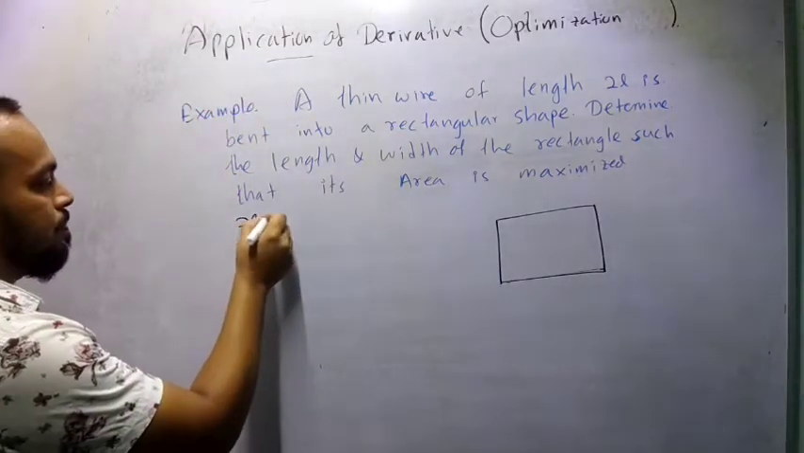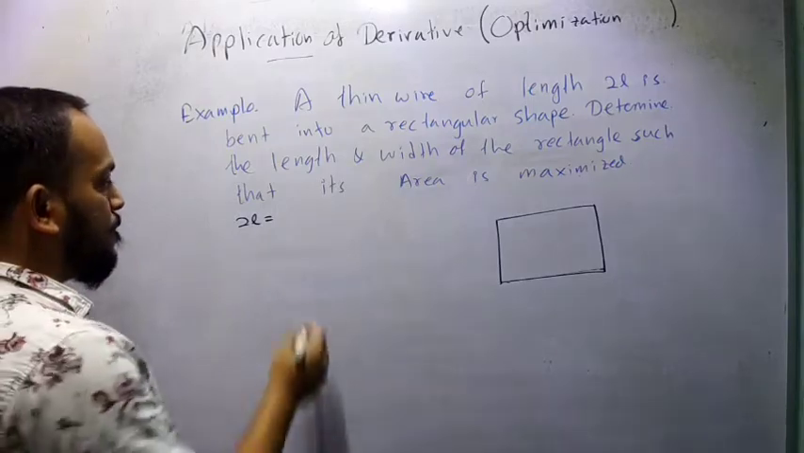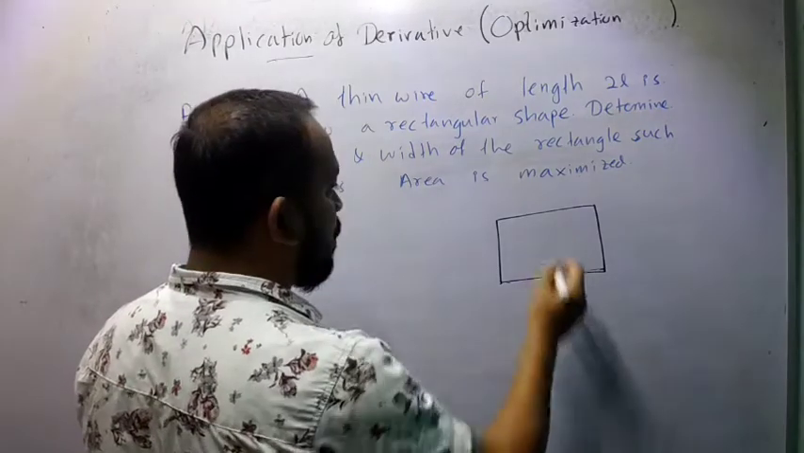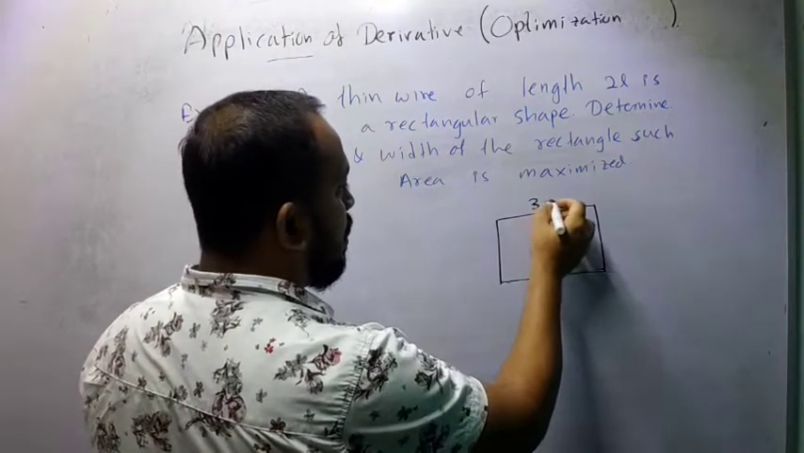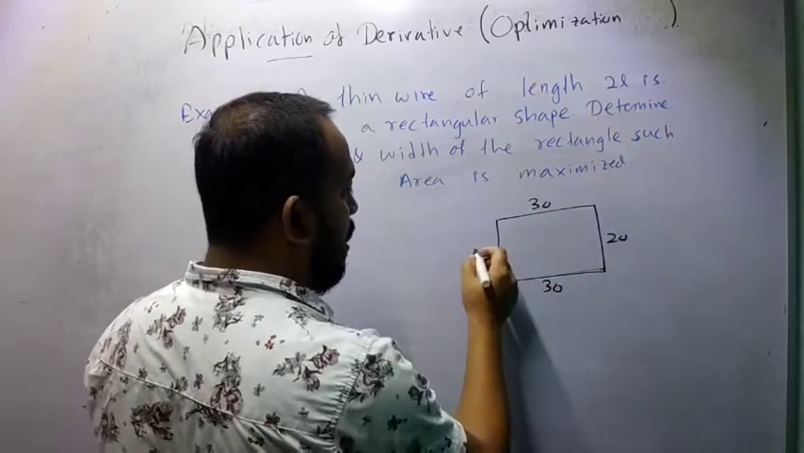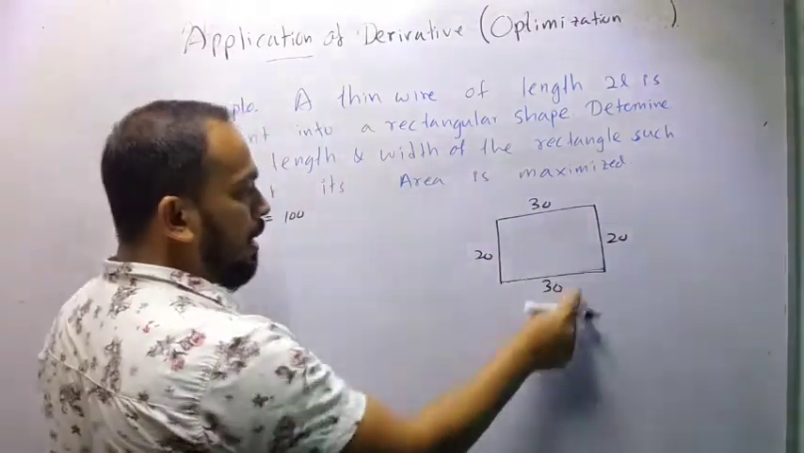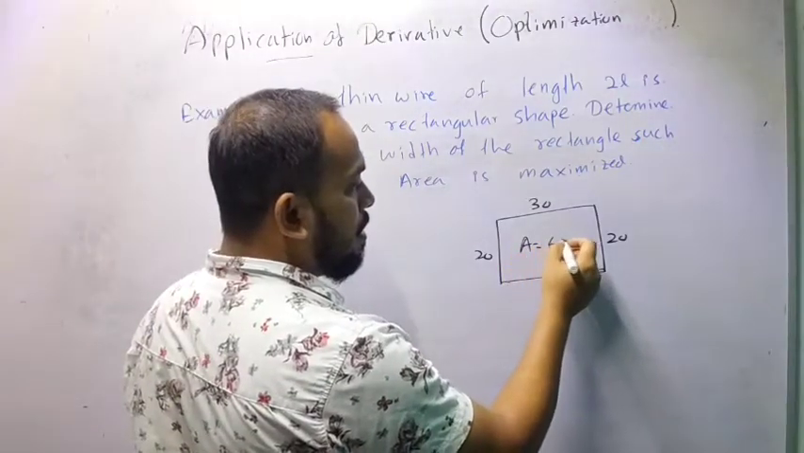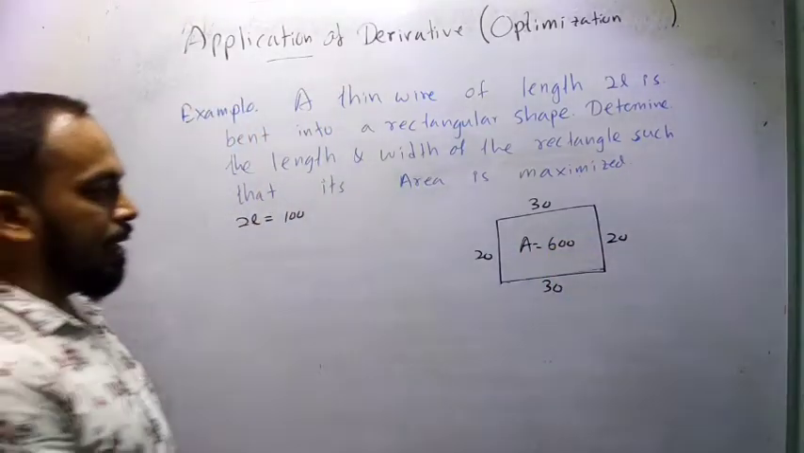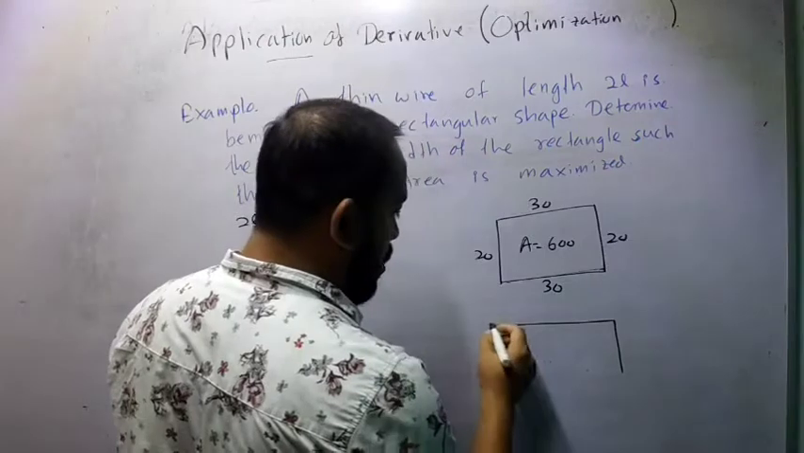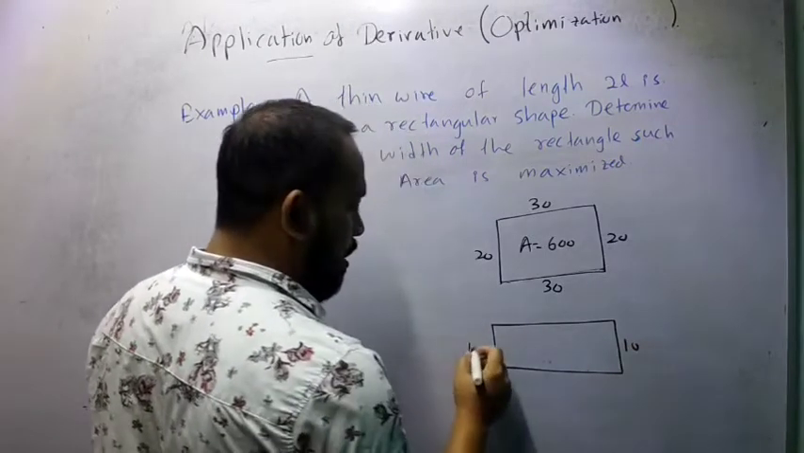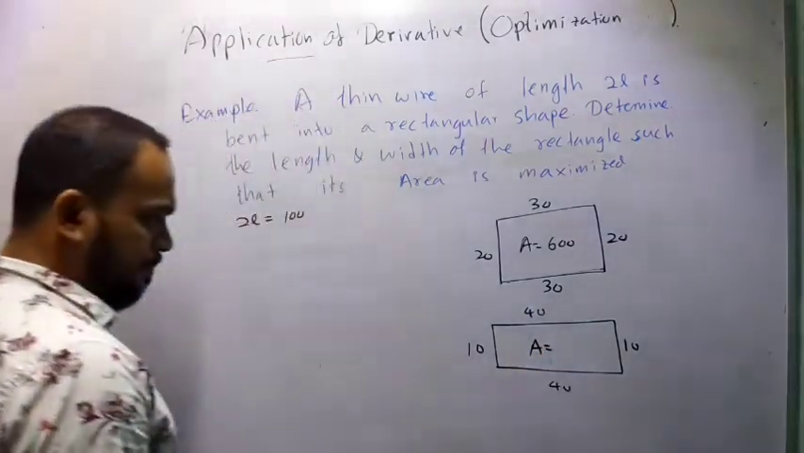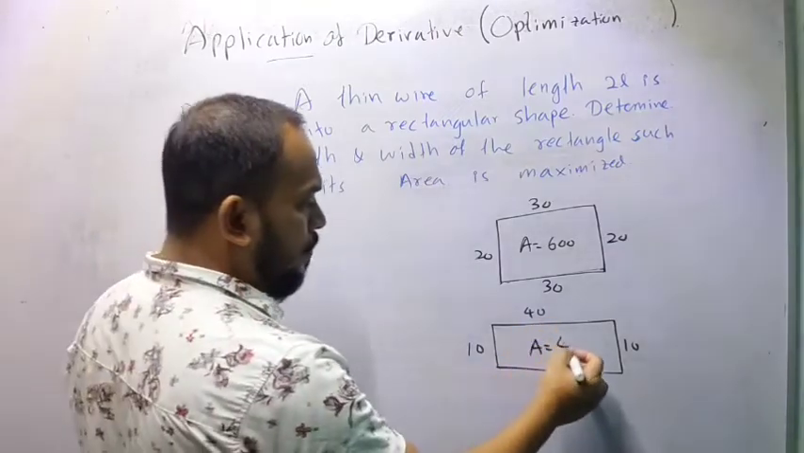Suppose 2L is 100. Then we can take say 30, 30, 20, 20. So we get 40 and 60, that is 100. So what is the area in this case? Area is 600. Or I can do this shape, for example, 10, 10. Then this is 40, 40. What happens to the area in this case? In this case, the area is 400.